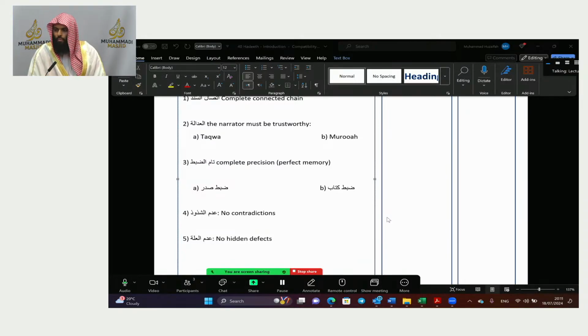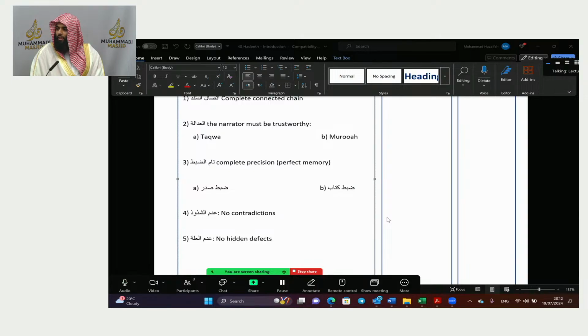Okay, bismillah ir-rahman ir-rahim. Naeem, stand up. 5 conditions quickly. What about the sanad? Complete chain of narration. What does it mean to be trustworthy? Okay, sit down. Amash, stand up. What are the 2 types of precision? The book. Haidar, stand up.